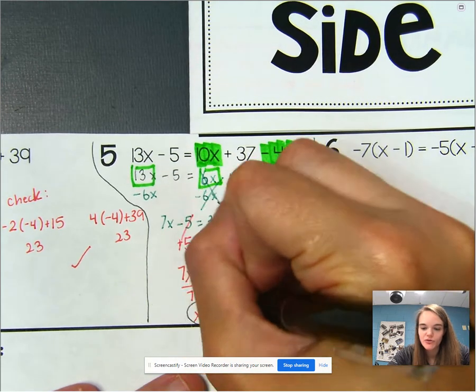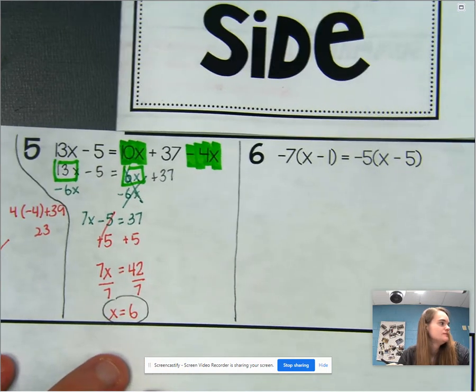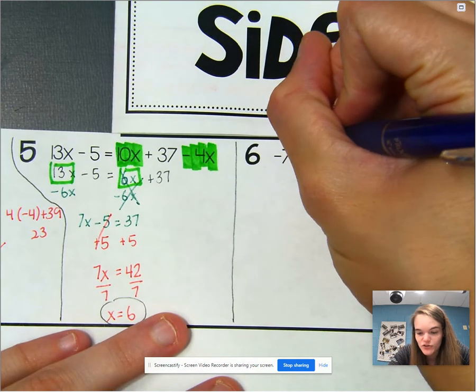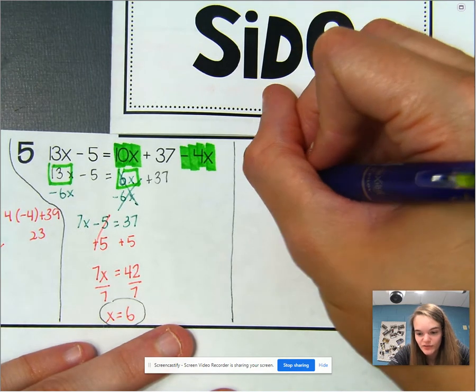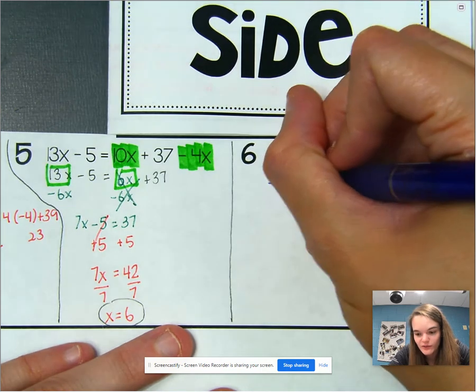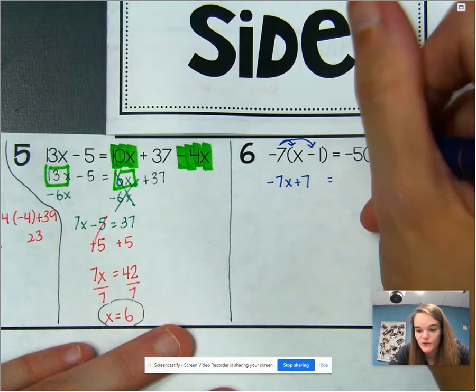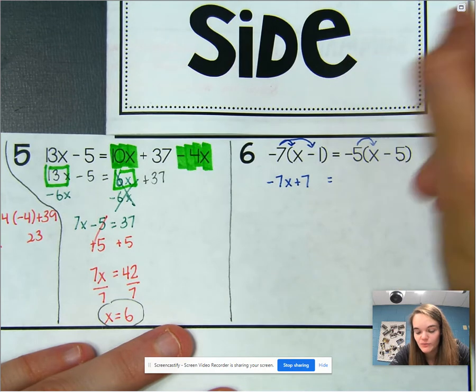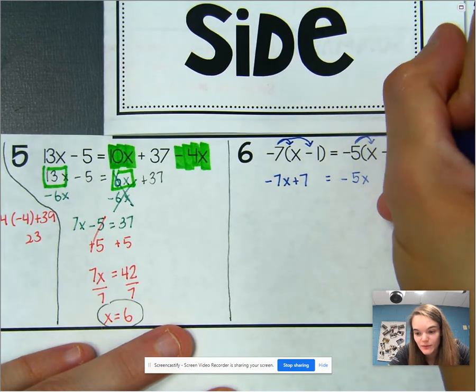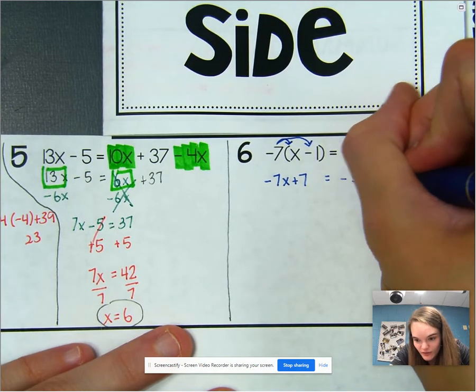I want you to try number 6 on your own. And there it is. So pause it, try it on your own. Okay, the first thing we're going to need to do on this one is what we did up above. If you have parentheses, you have to take care of those first by distributing. Negative 7 times x is negative 7x. Negative 7 times negative 1 is 7. We have parentheses over here as well. Negative 5 times x, negative 5x. Negative 5 times negative 5 is positive 25.